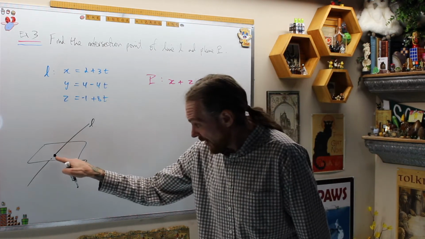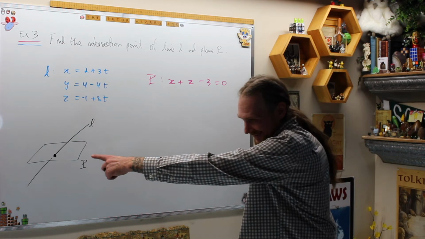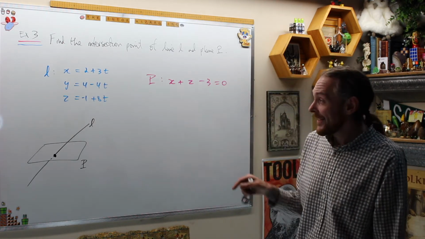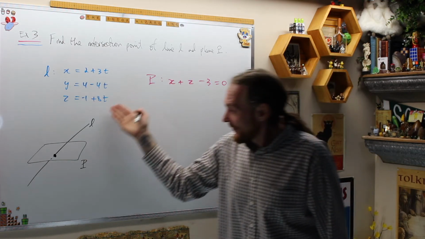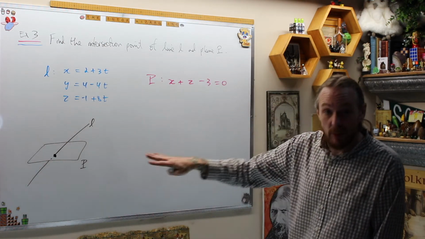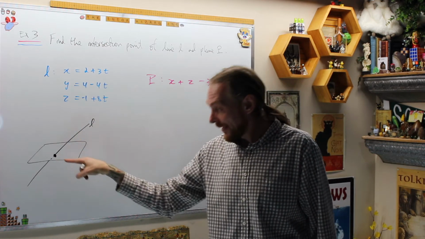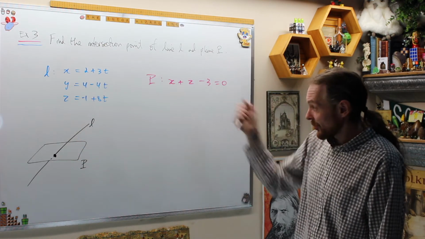There it is. It's like, no, you have to algebraically find it. In this scenario, the line has infinitely many points on it and the plane has infinitely many points on it, but there's a unique point which is both on the line and on the plane. How do I find it algebraically?